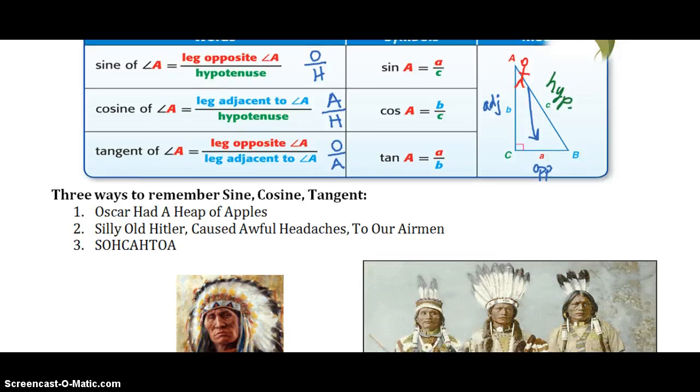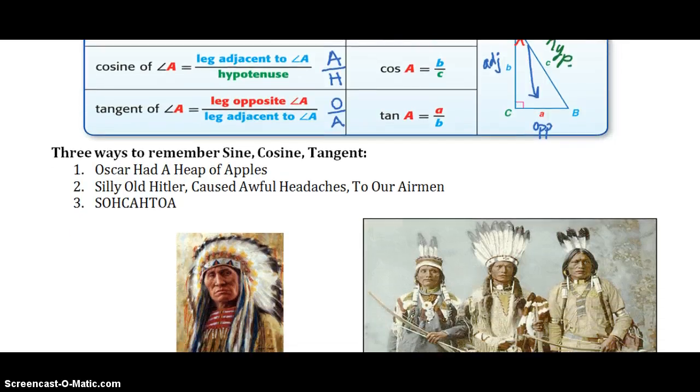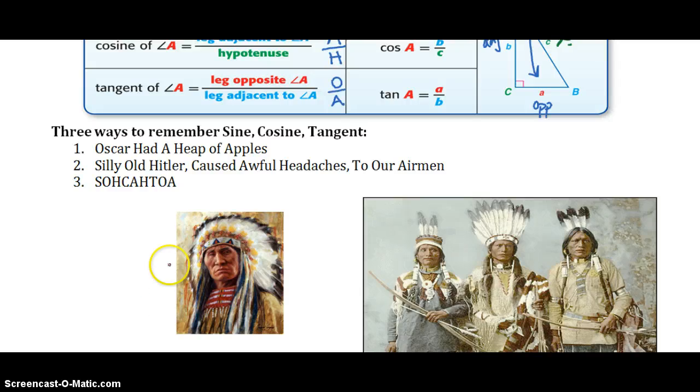There are different little mnemonics people use to remember sine, cosine, and tangent. My favorite one is Native American Chief SOH-CAH-TOA. This is Chief SOH-CAH-TOA here. Chief SOH-CAH-TOA had three sons: sine, cosine, and tangent.